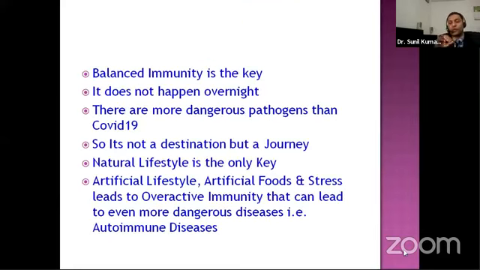We need to know that balancing immunity, or enhancing or modulating our immune function, is not something that can happen overnight. You need to maintain that all over your life. So there is no alternative to balancing your lifestyle and dietary habits. It doesn't happen overnight. And we need to know there are more dangerous pathogens than COVID-19, so we need to get ready for that as well. And natural lifestyle is the only key. We need to balance it.